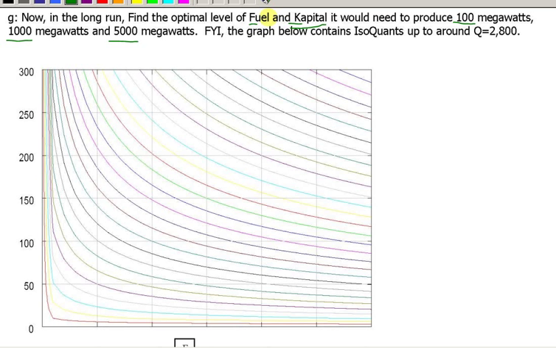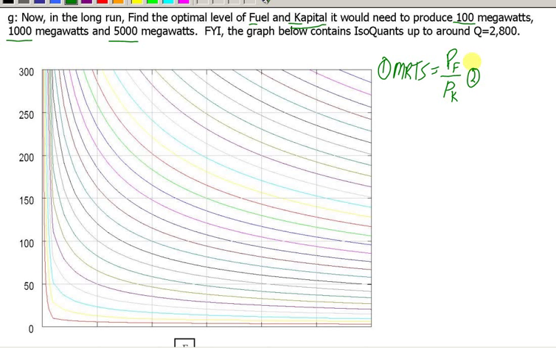But our two equations we're going to be dealing with are, first, we know we're minimizing costs whenever the marginal rate of technical substitution is equal to the ratio of the prices. So here we're looking at the price of fuel over the price of capital. So that's one of our equations.